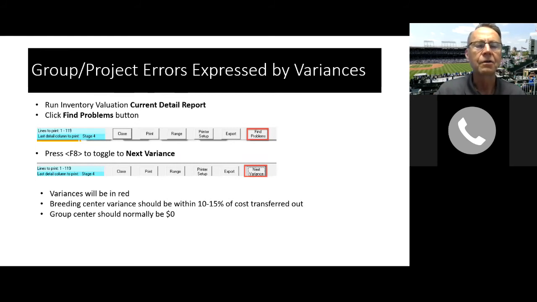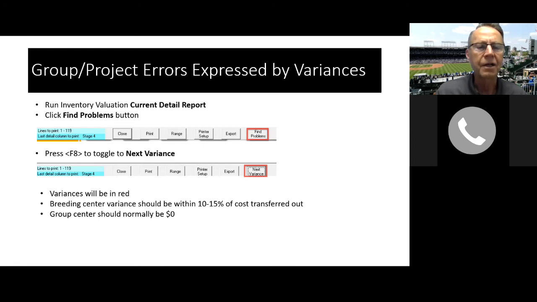All right. So group project errors are expressed by variances. And there are two types of CLIPSE users, people who are frustrated by variances and people who don't know that there are even any variances there. So you run the inventory evaluation current detail report out of the input value inventories screen, you click the Find Problems button at the bottom, and then you can toggle back and forth between variances and period.